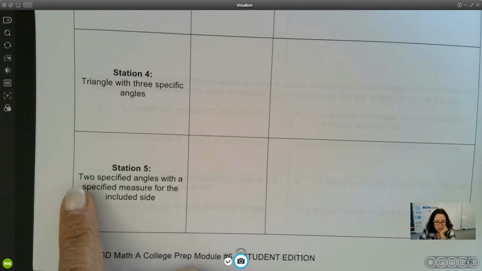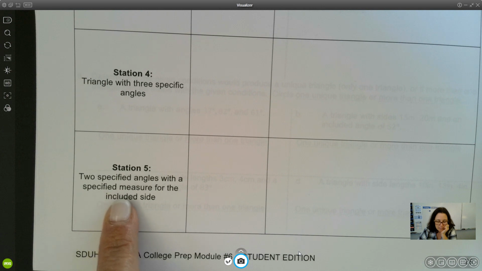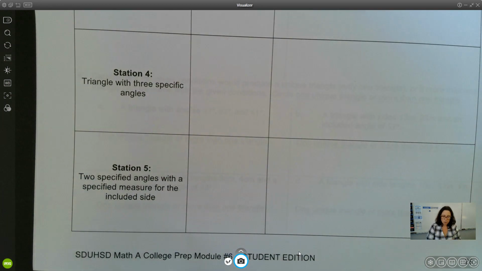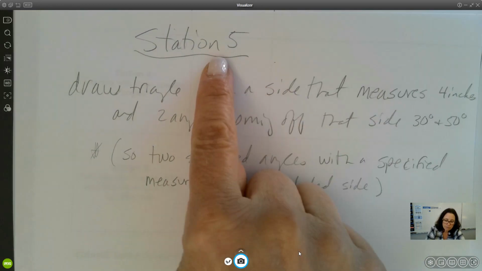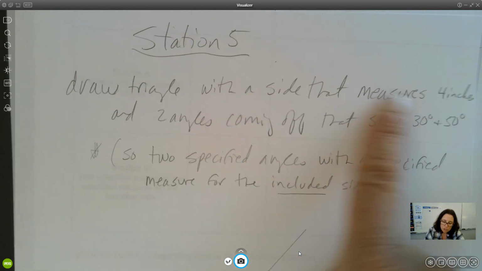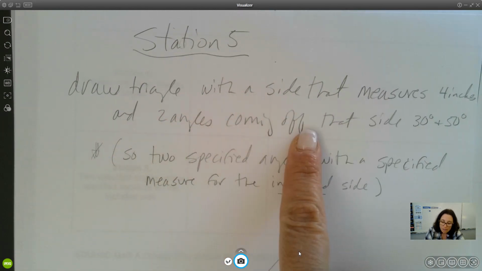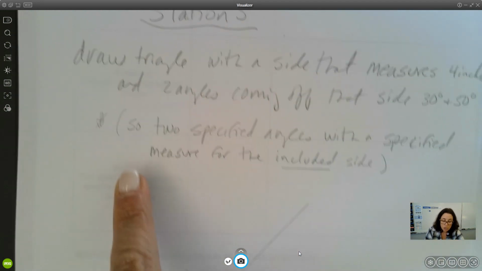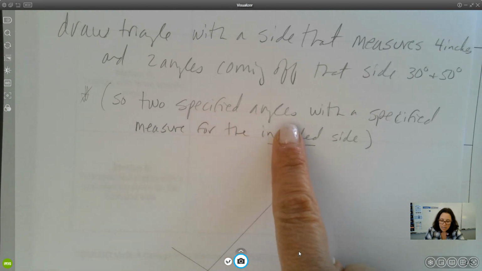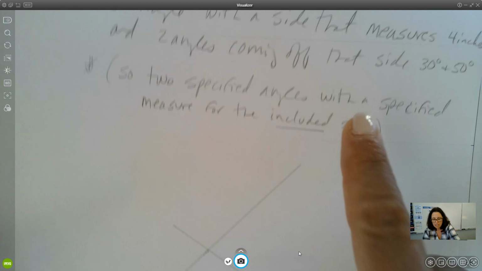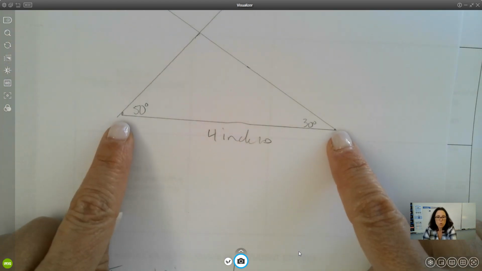Station 5. Two specified angles with a specified measure for the included side. Well, here were our directions. Station 5, draw a triangle with a side that measures 4 inches and two angles coming off that side, 30 degrees and 50 degrees. So this is two specified angles with a specified measure for an included side. Okay, so I've got my 4-inch side.